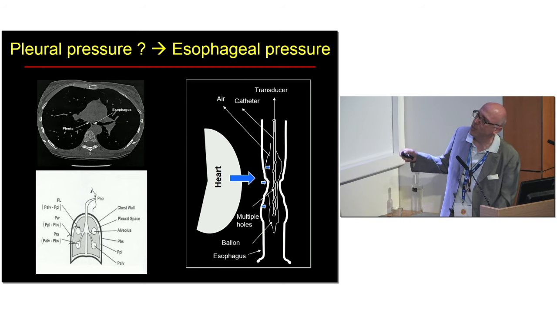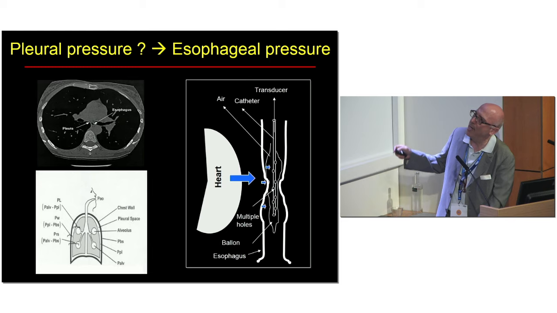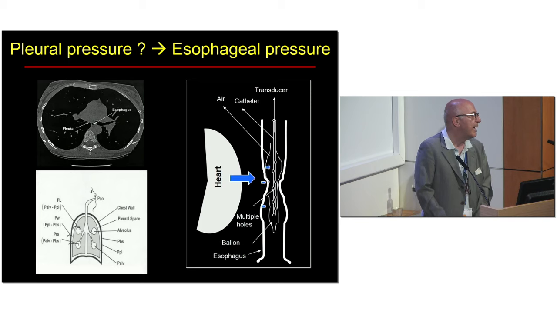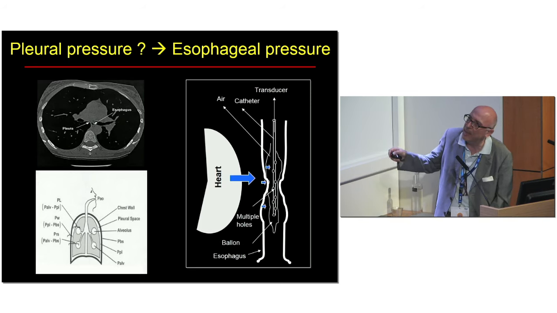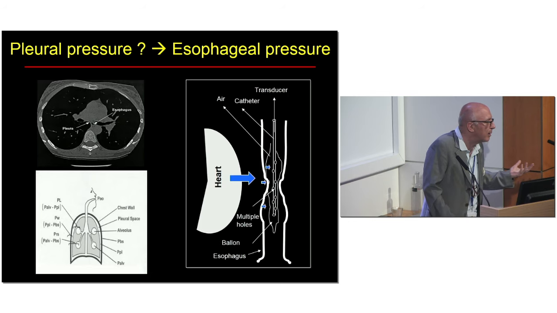So to measure esophageal pressure, we need some device, with a balloon or without a balloon, to measure the pressure in the esophagus. The esophagus is here, near the pleura, so it's supposed to measure something related to the pleural pressure. But from this slide, you see that we are measuring at this level of the lung. So the question is, what are we really measuring?